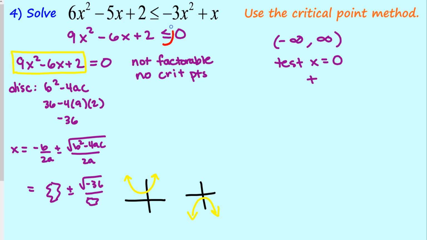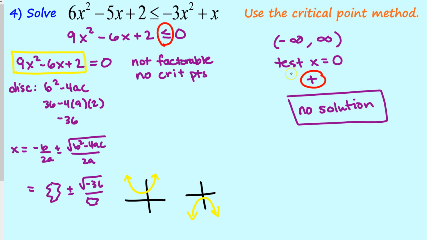We were looking for less than or equal to 0, but we got greater than 0, so that means this problem has no solution. However, imagine that it had been a greater than sign, not a less than sign, then the solution would be all real numbers. So this one's kind of a special case.